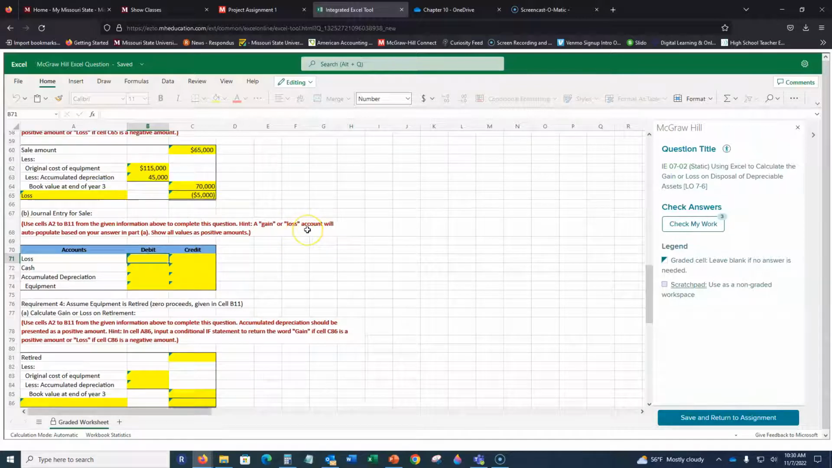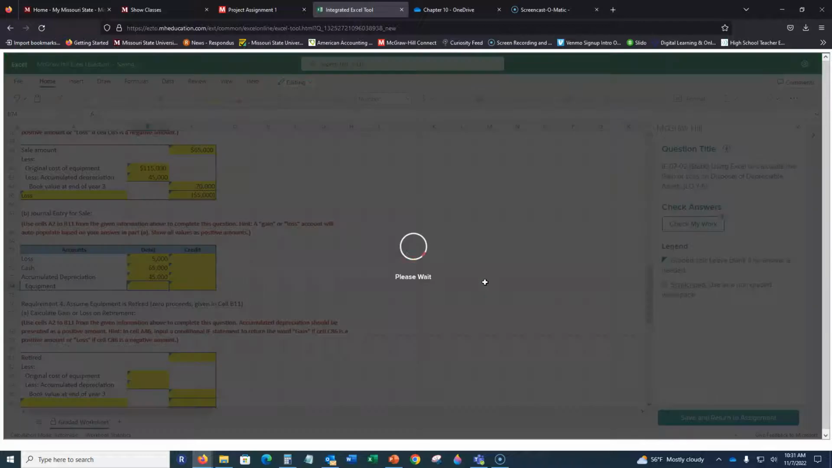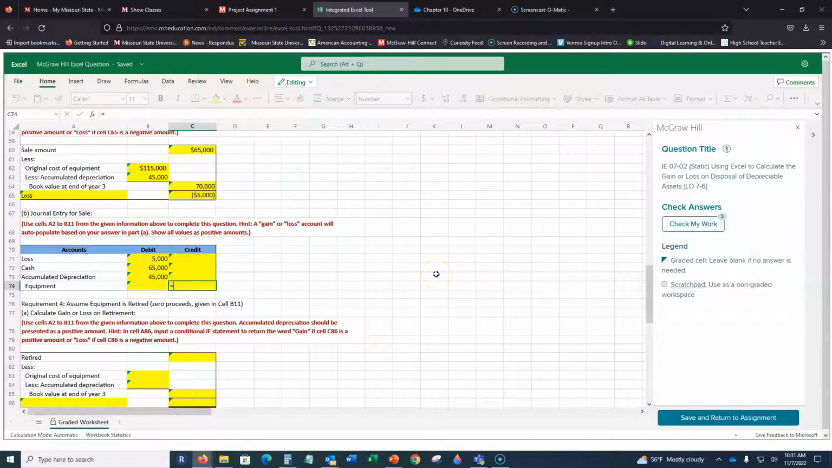So what's our loss? Well, a loss is just another type of expense, right? So we are going to put our loss amount in here, right, as 5,000. Okay. How much did we get in cash? Well, for cash, we got this amount. Okay. For accumulated depreciation, we need to debit it to get rid of it. And for our equipment, we need to credit it to get rid of the original amount, right?